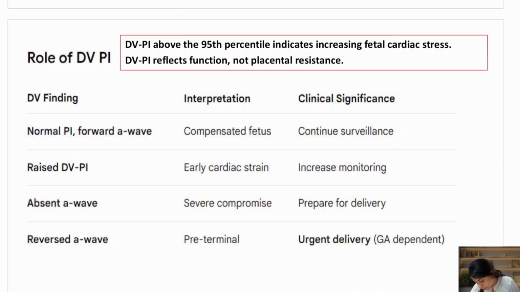So if the PI is normal and there is a forward A wave above the baseline, the fetus is compensated, and you continue the surveillance. If the PI is raised, it denotes early cardiac strain, and you should increase the monitoring of the patient. If the A wave is absent, there is severe compromise and you prepare for delivery. And if there is reversal of the A wave, then it is pre-terminal and urgent delivery is required.